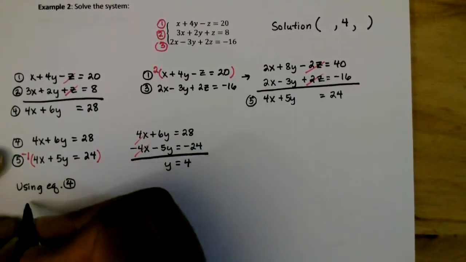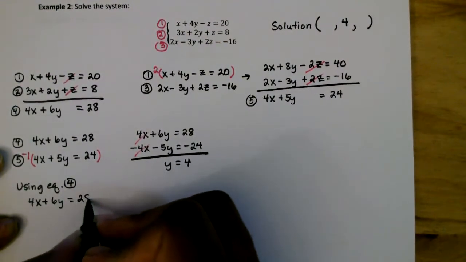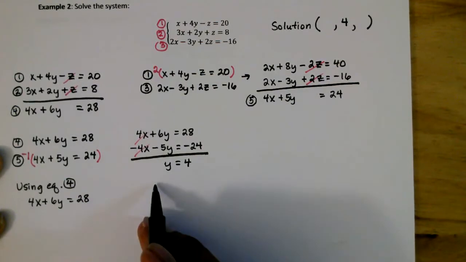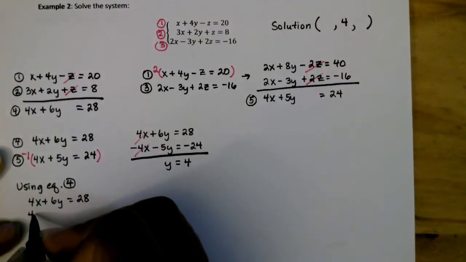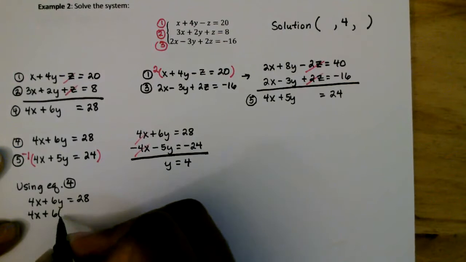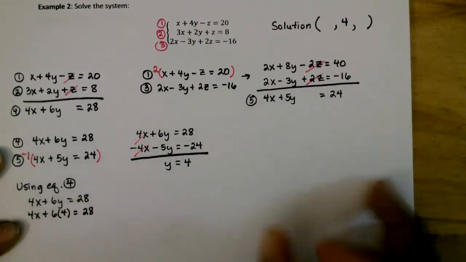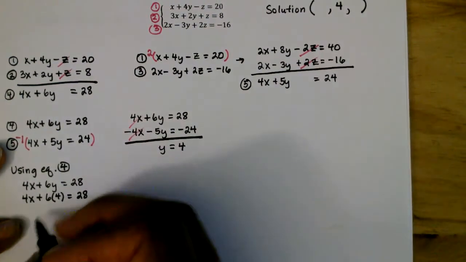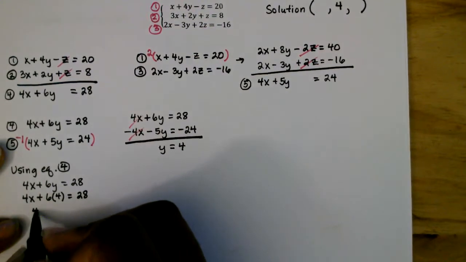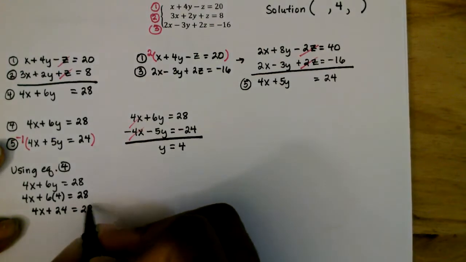Using equation 4, which is the 4x plus 6y equals 28. Since I know y is equal to 4, I can substitute the y with the 4 and find out what x is. So here I'm going to have 4x plus 6 times the y is 4, that's equal to 28. Okay, and then 6 times 4 is 24, so I have 4x plus 24 is equal to 28.